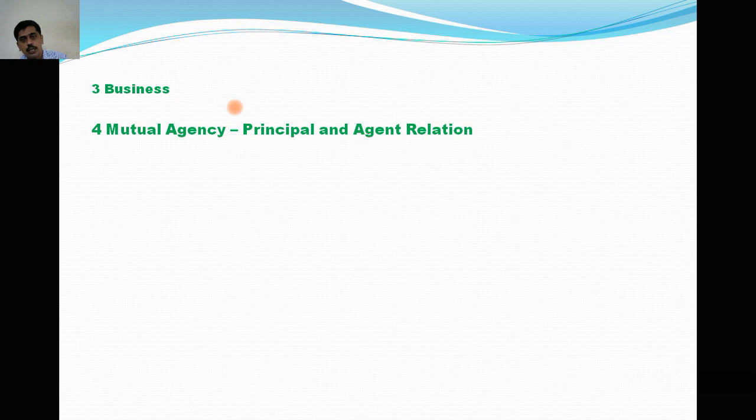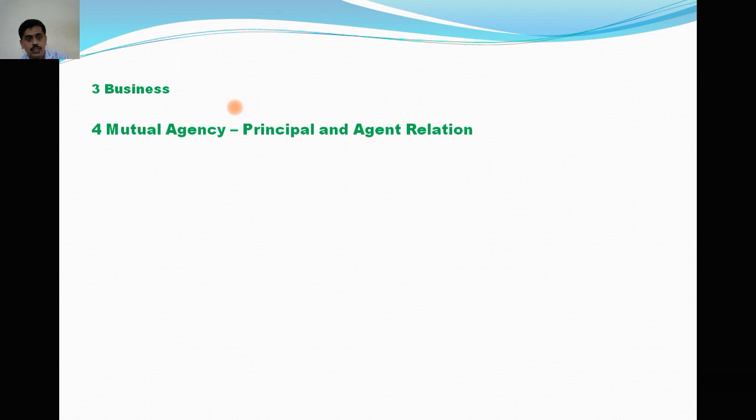Then they are the joint owners of that land and they are not the partners in that particular case. Next, mutual agency, that is principal and agent relation. In partnership, all the partners have the agency relation. Each partner is the agent of other partner for the acts he has done for the firm.